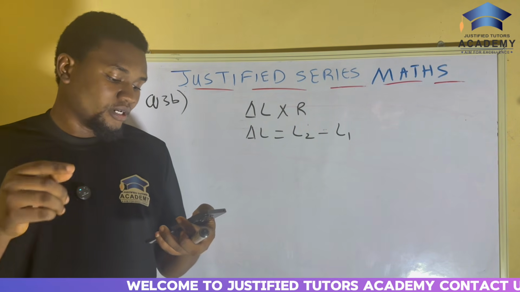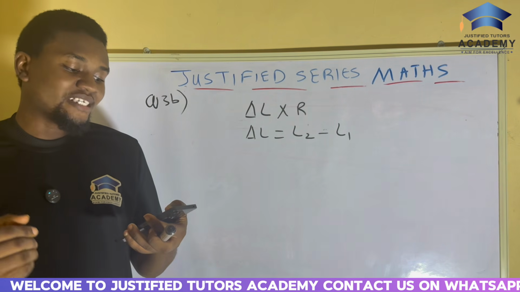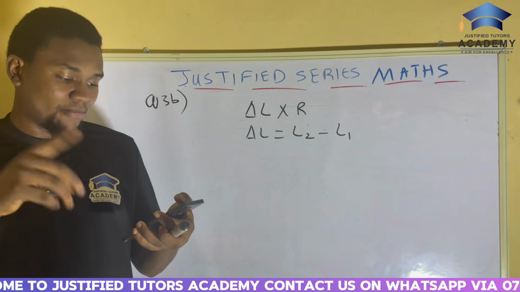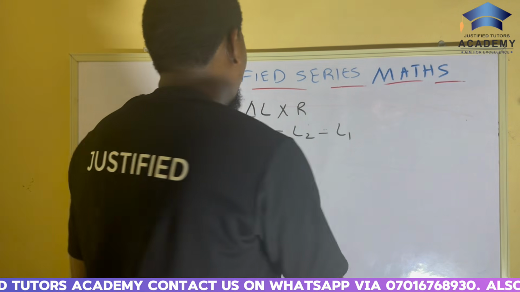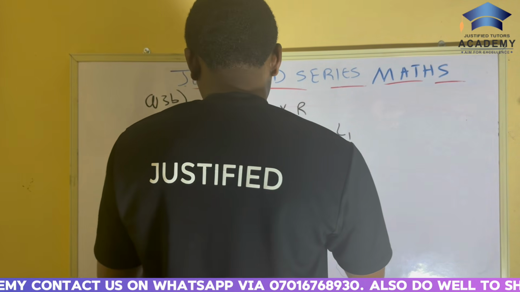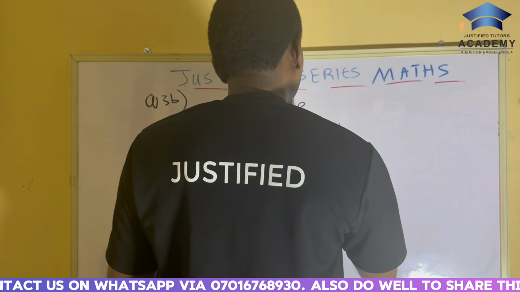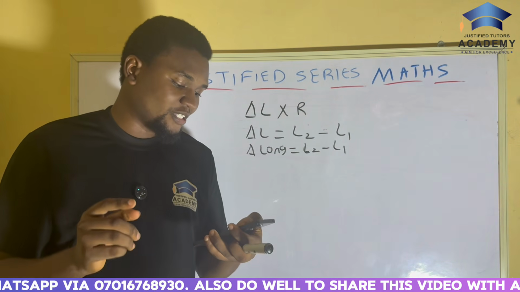The next formula is the distance between two places on the same... No, I'll come back to that one. The next formula is the difference in longitude. The difference in your longitude is given as longitude 2 minus longitude 1. Are you getting me?